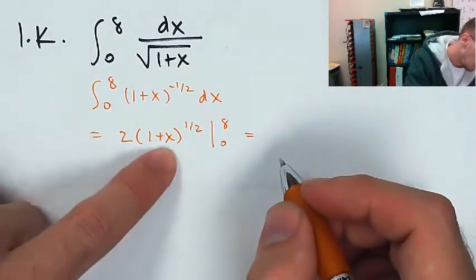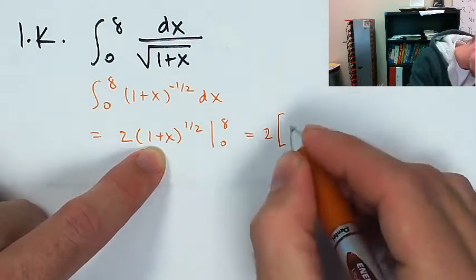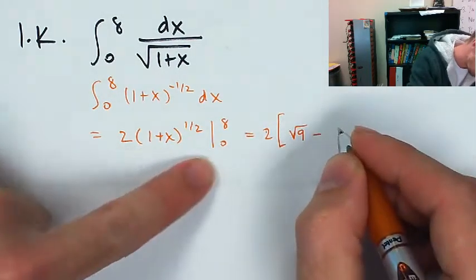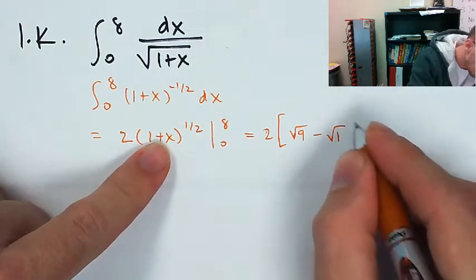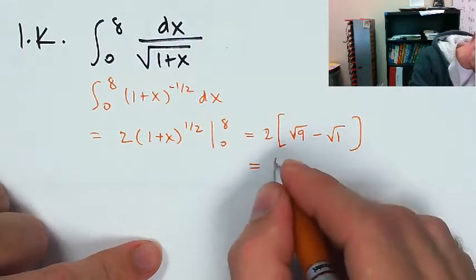And so 8 plus 1 is 9 to the 1/2. So the square root of 9 minus the square root of 1. And we could say that's 3 minus 1 is 2 times 2 is 4.